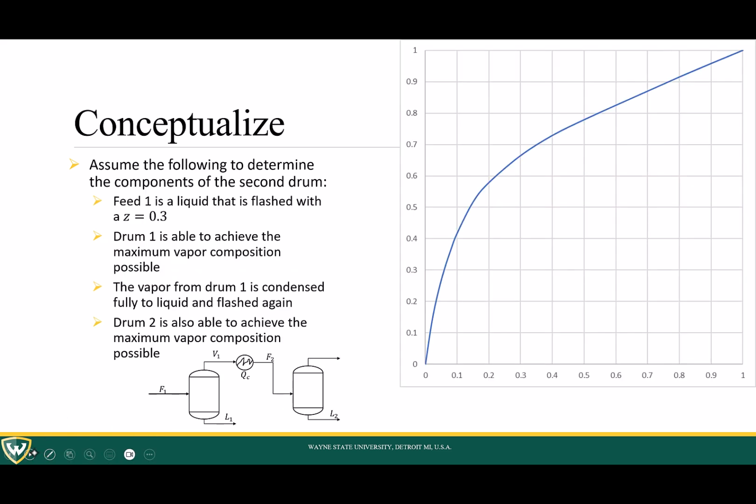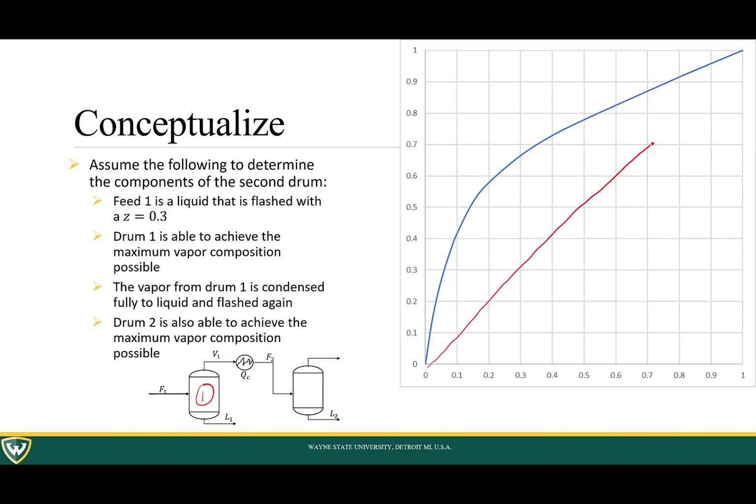So when we do that, we can then conceptualize what happens to the final product. For this, let's assume that the first feed was z equal to 0.3, and that both of the drums are able to achieve the maximum vapor composition possible. We went over that in, I believe, Lecture 2 and Lecture 3. And we're going to say that the vapor from one is condensed fully to a liquid and then flashed again. So first, let's look at drum 1 right here. If we look at drum 1 and at this equilibrium line, let's assume that the liquid within this vessel follows this equilibrium curve.